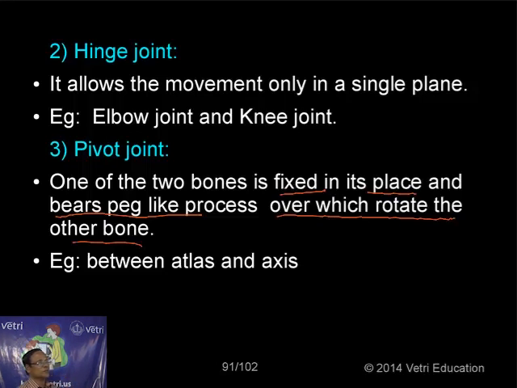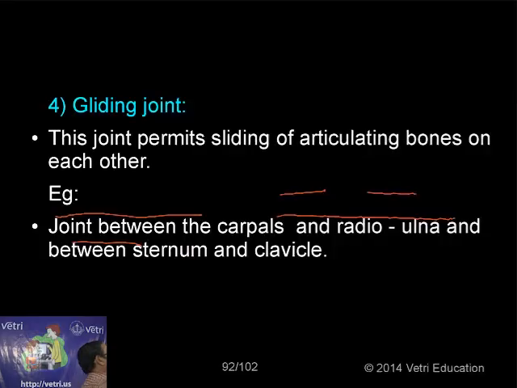One bone is fixed and the other has a peg-like structure. As in the case of a seesaw, there is a peg over which a plate moves. In the same manner here, there is a peg provided by the odontoid process of the axis bone, on which the atlas is rotating.